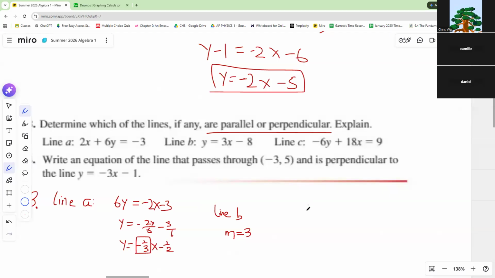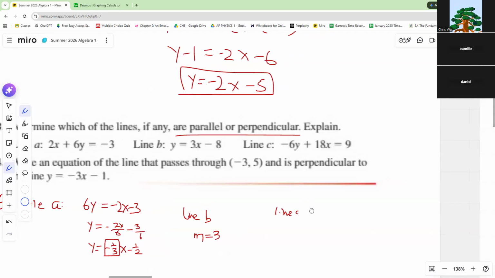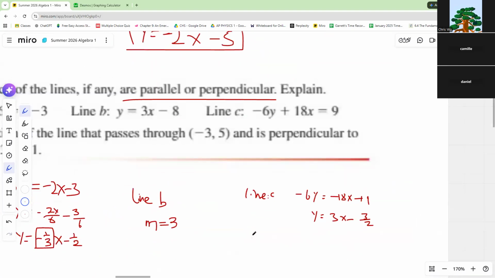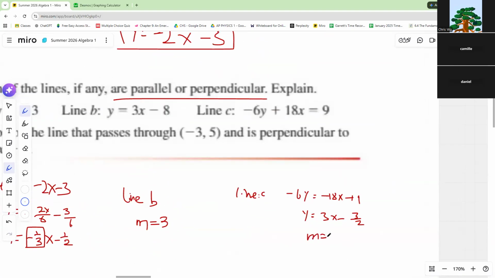Okay, and then for line C, we need to do a little bit of math. So again, move that over. Negative 6y is equal to negative 18x plus 9, divided by 6. y is equal to 3x minus 3/2. Yeah, good. So what is the slope here? m is equal to 3.